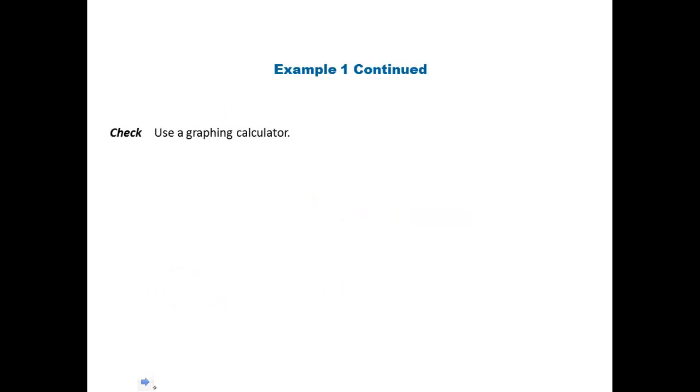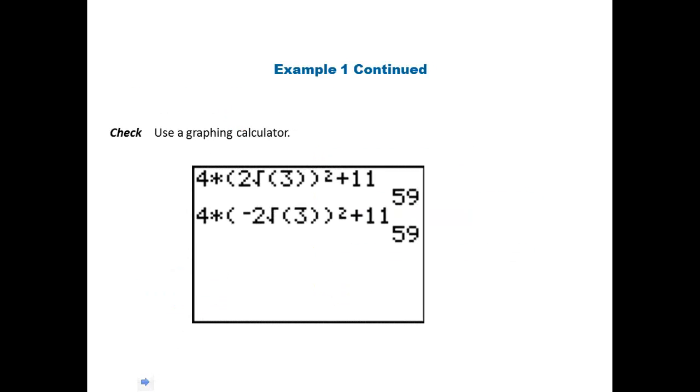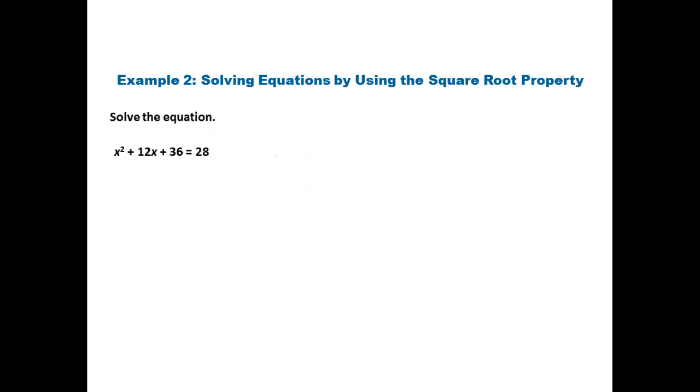If we wanted to check that answer in our calculator, we had 4x squared plus 11 as our original equation. So we put this 2 square root 3 in place of the x, and when we put it in the calculator properly, we should get the correct answer that it was equal to 59. Okay, another example here.